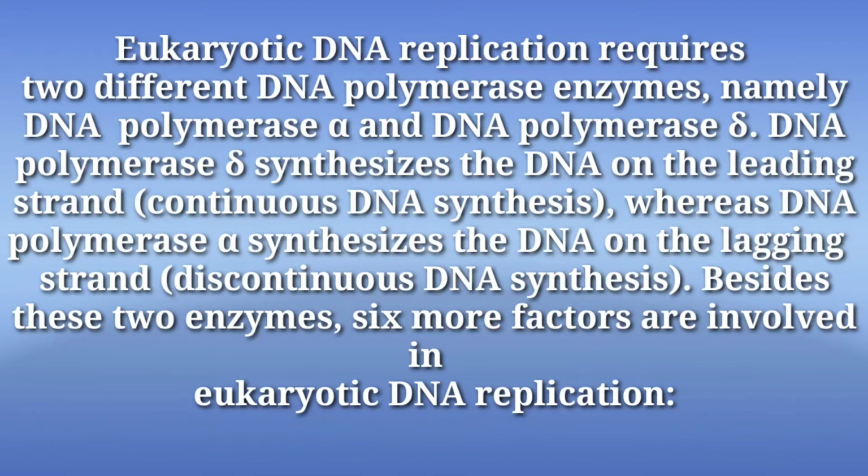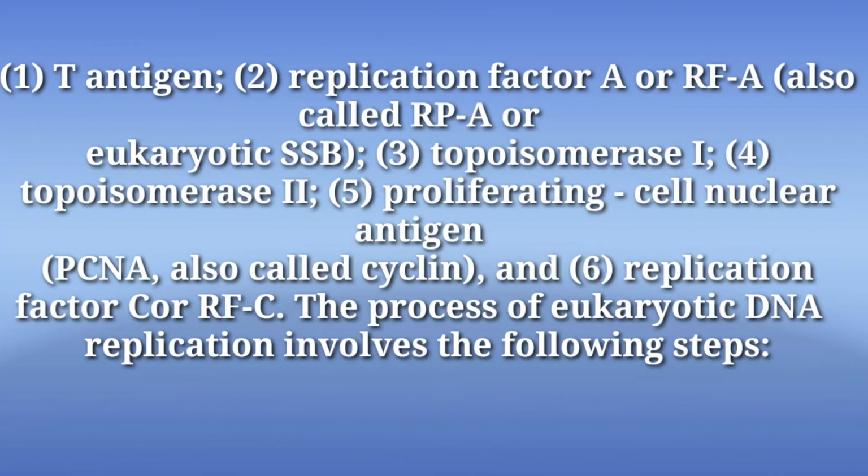Besides these two enzymes, 6 more factors are involved in eukaryotic DNA replication. 1. T antigen. 2. Replication factor A or RF-A, also called RPA or eukaryotic SSB. 3. Topoisomerase I. 4. Topoisomerase II. 5. Proliferating cell nuclear antigen, PCNA, also called cyclin, and 6. Replication factor C, or RF-C. The process of eukaryotic DNA replication involves the following steps.